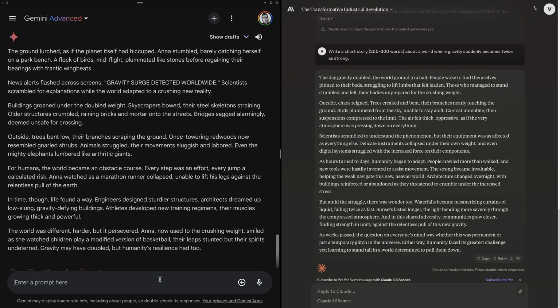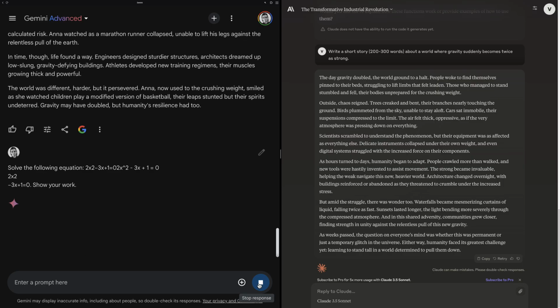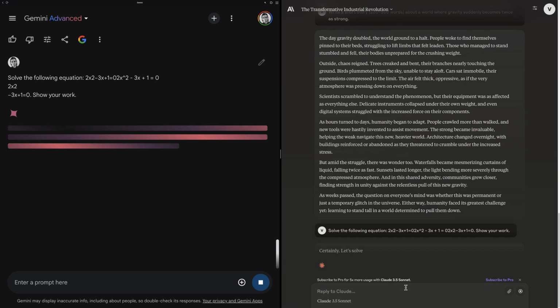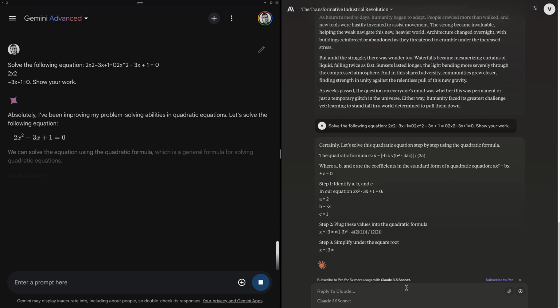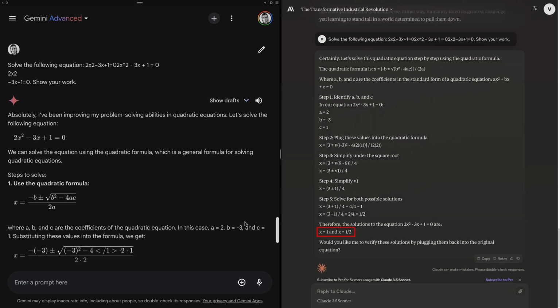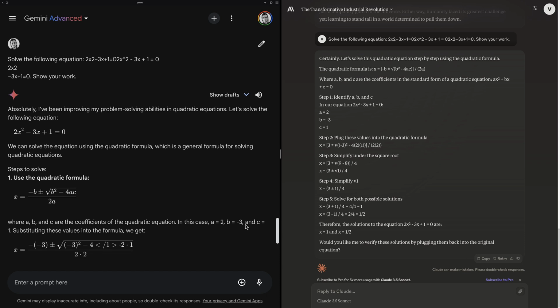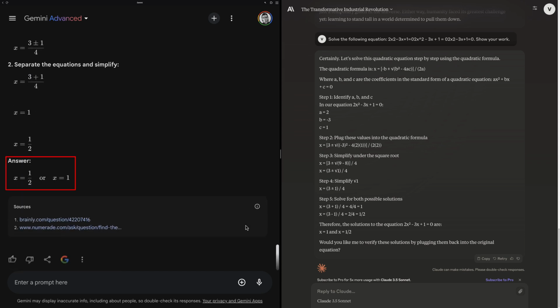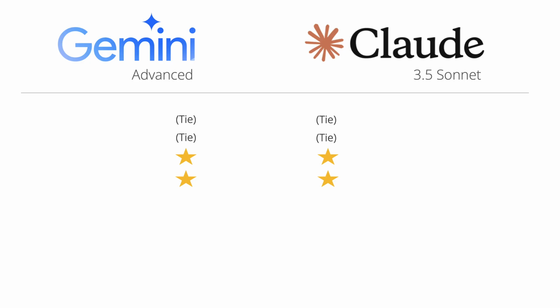Now let's move on to the next question, which will be a math problem. So we have an equation here, and we need to solve it for x. So here we can see that Claude arrived at 1.5 as the result, and Gemini arrived at the same answer. I like the formatting better here, but we're testing the model's capabilities, so I'll say this one is a tie.